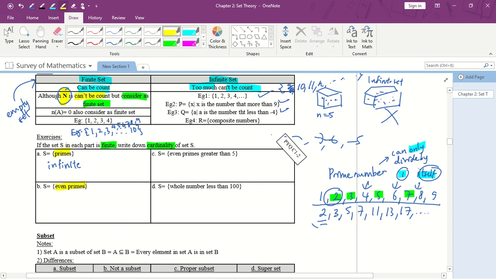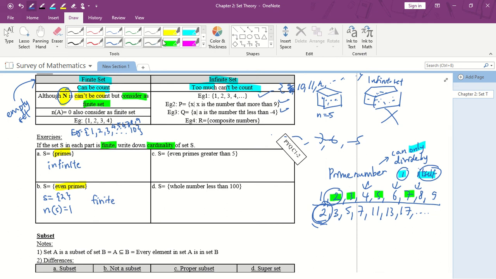S is equal to even primes. So it means an even number that is a prime number. Okay. So just now I told you 2 is the only even number in prime numbers. Why? Because the others can be divided by 2. Okay. So S is equal to 2. So the number of elements in S is equal to 1. So this is finite. Okay, let's look at the third one.